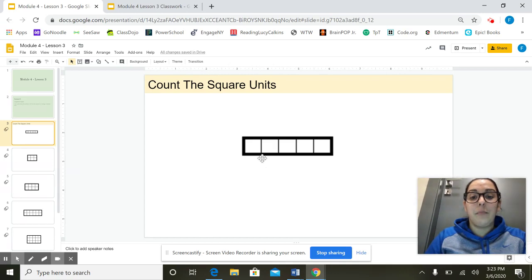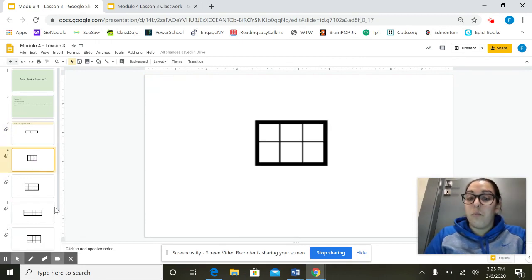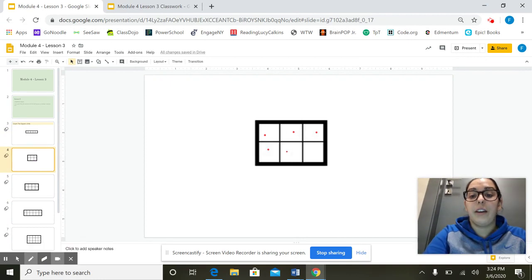All right, how many do we have here? Well, we know that we've got 1, 2, 3, 4, 5. So our area for this little rectangle here is 5 units squared. Okay. Next is a different rectangle. All right, let's count it out. We've got 1, 2, 3, 4, 5, 6. So the area of this rectangle is 6 unit squared.